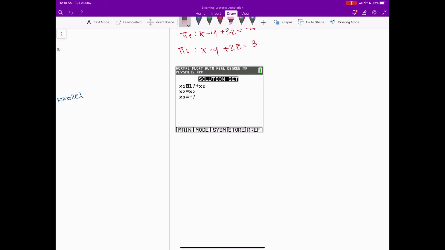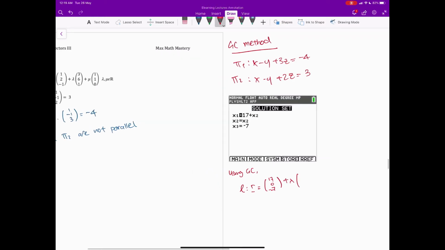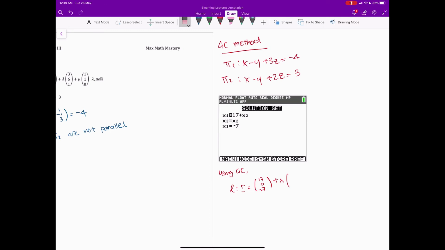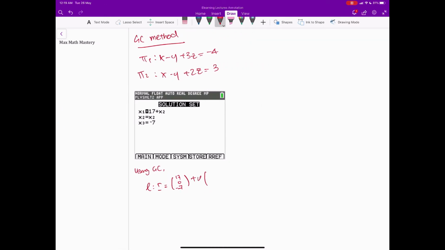Now this will represent a line equation. So how do I present my answer? Simply using GC, the line of intersection will be l: r = (17, 0, -7) + alpha (1, 1, 0). Since the question already used lambda in the equation, let's not use lambda over here. We can use alpha, beta, s, t, u, v, it doesn't matter, so long as it's not lambda and mu. Alpha is an element of the real numbers.